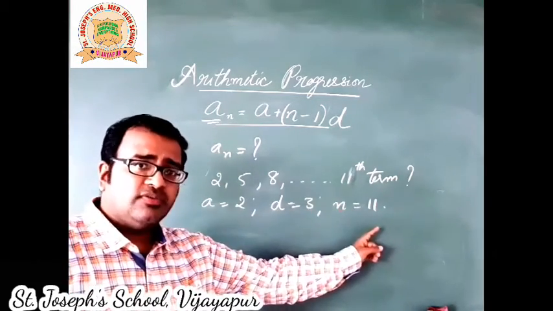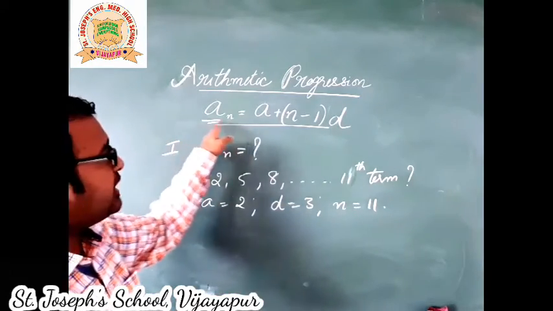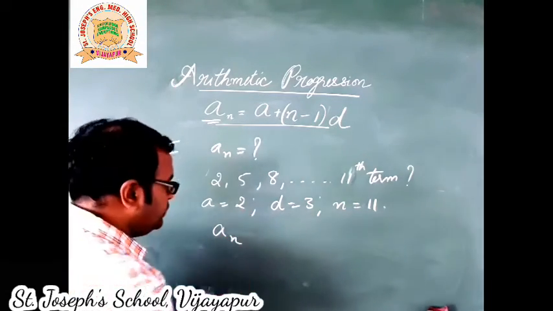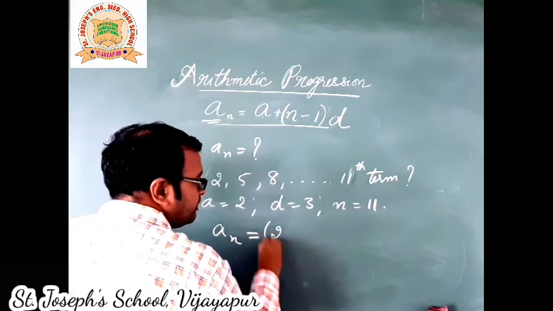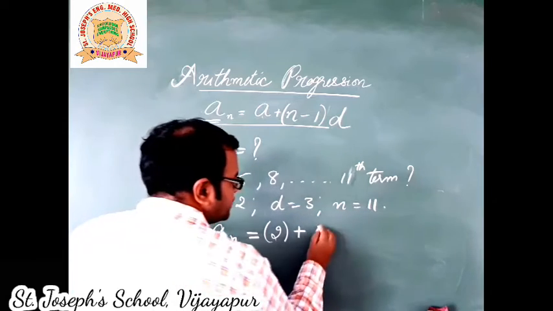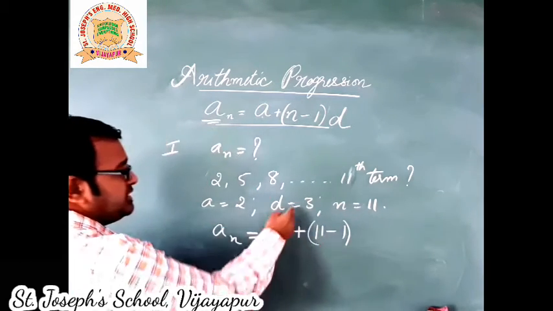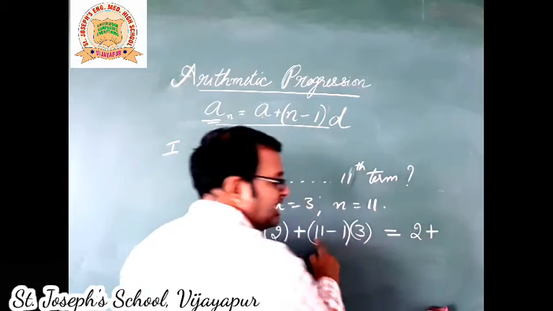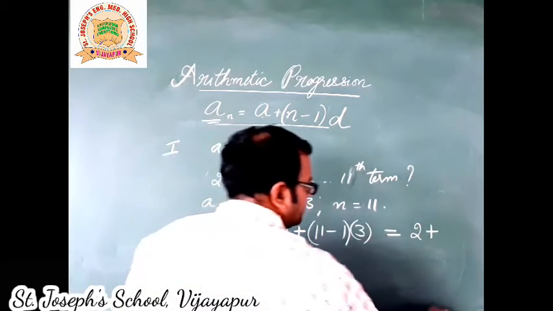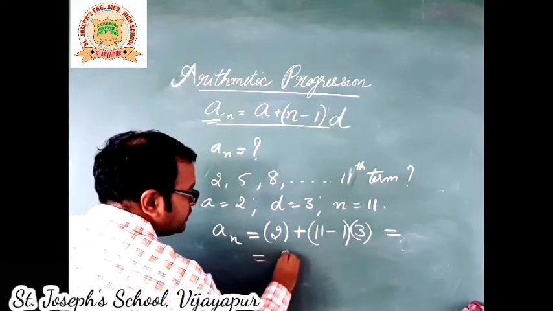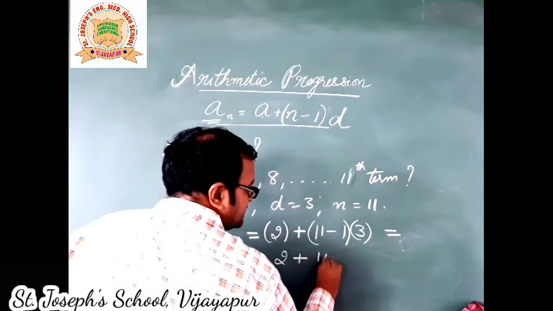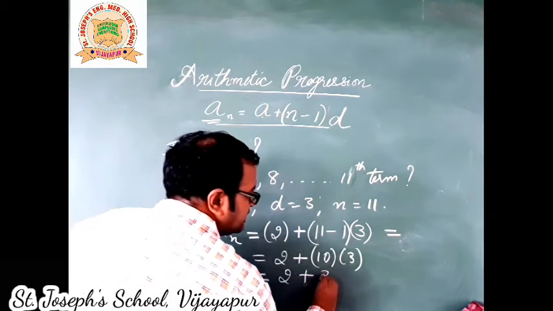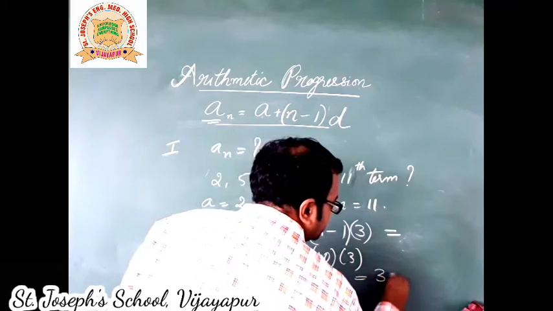So, the known values of the variables I have written here. So, let me try to find out the unknown. I am writing this formula with their values here. Let me substitute: an remains an, I don't know the value, which is equal to a is 2 plus n, which is 11. So, 11 minus 1 into d is 3. Let me simplify that. 2 plus 11 minus 1 is 10 into 3, which is equal to 2 plus 10 3 is 30. 30 plus 2 is 32.